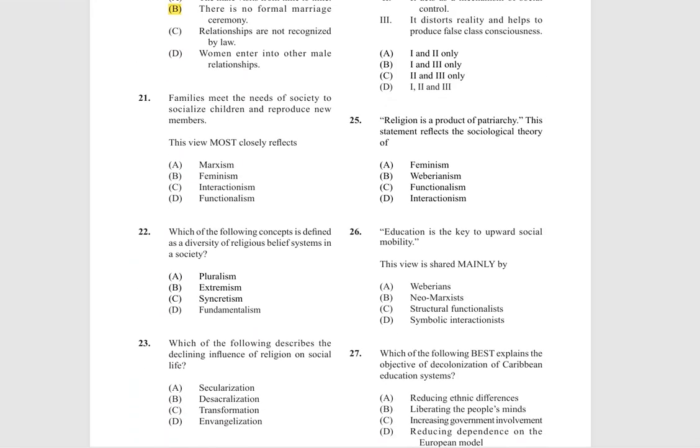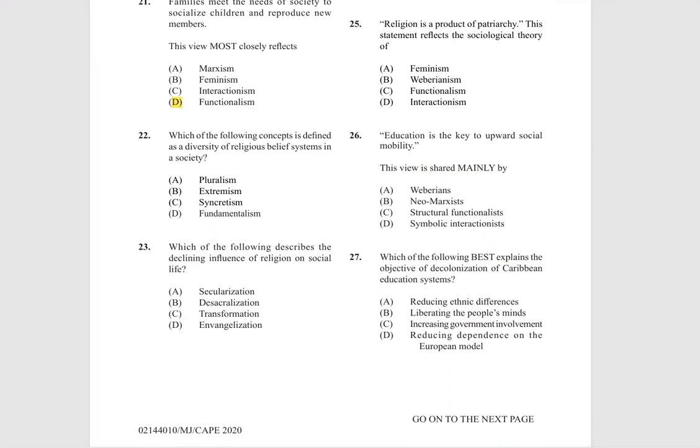Families meet the needs of society to socialize children and reproduce new members. This view most closely reflects. So who believes that family is functional and they produce new children? So we know that the functionalists, they believe that family is there to reproduce and to have children. Which of the following concepts is defined as diversity of a religious belief system in society? Is it pluralism, syncretism, extremism, fundamentalism? So it says diversity, so it must be pluralism. Which of the following describes the declining influence of religion on social life? And we know that that is secularization.